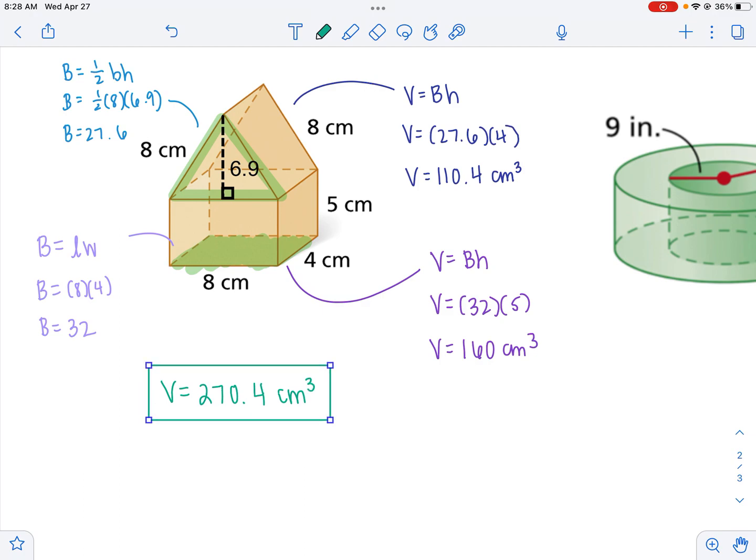So as we look at composites, we really need to figure out what shapes do we have, what formulas are we going to use, would we add or subtract, and then just being very, very mindful whenever we're looking for capital B, which is the area of the base, and H, which is the distance from base to base.